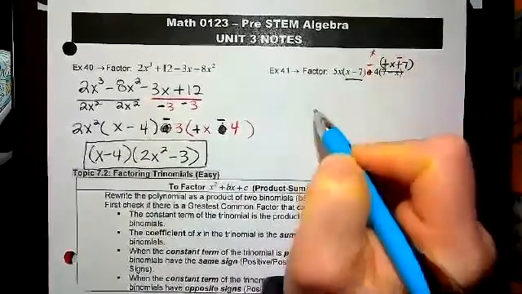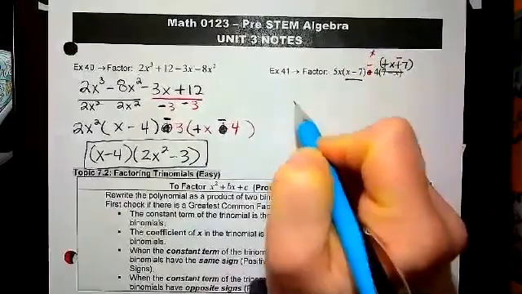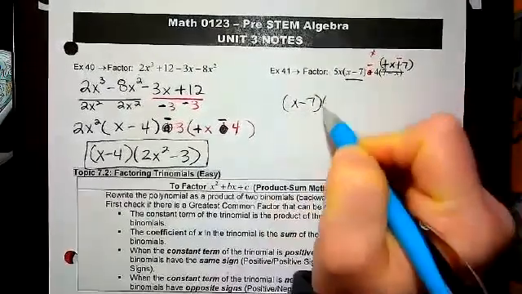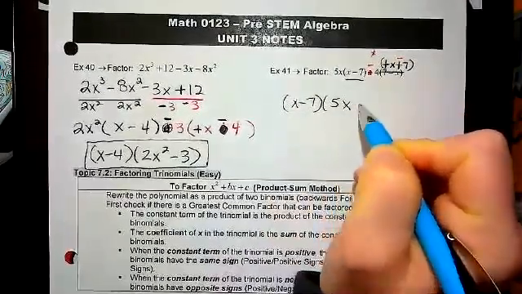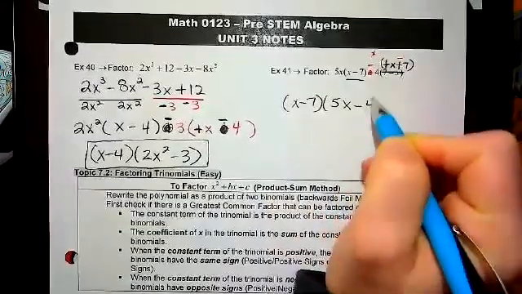Now that we have matching parentheses, x minus 7, we can write that down. And in our other parentheses, we have 5x minus 4.